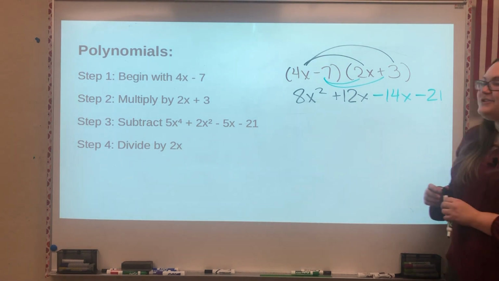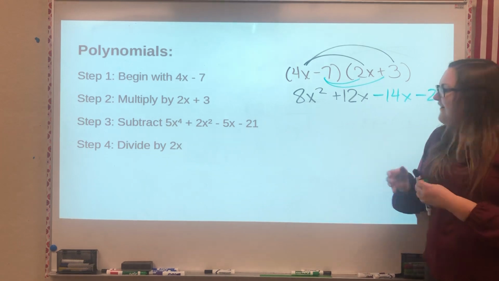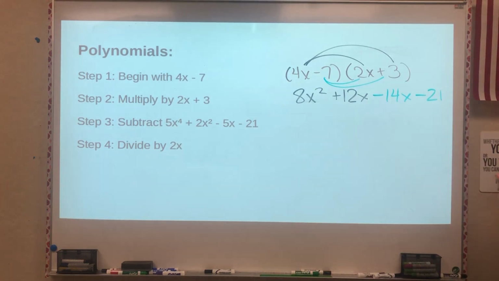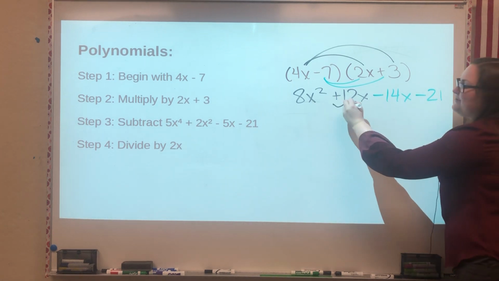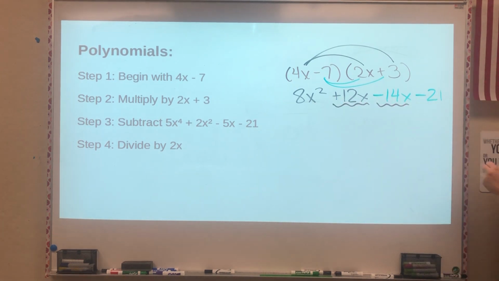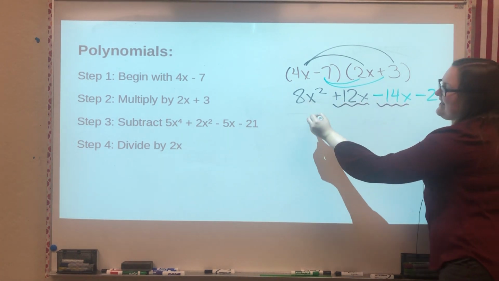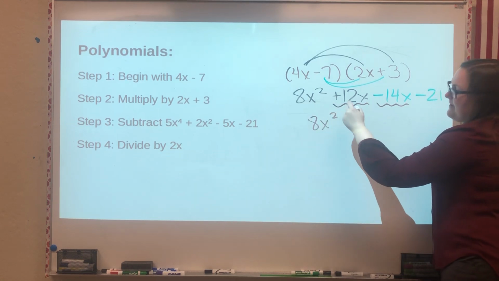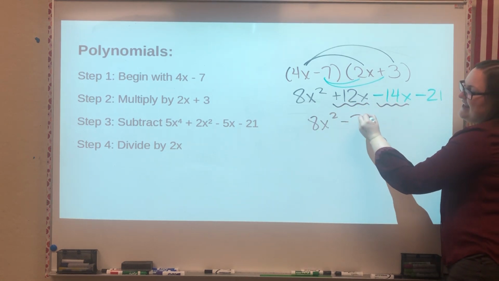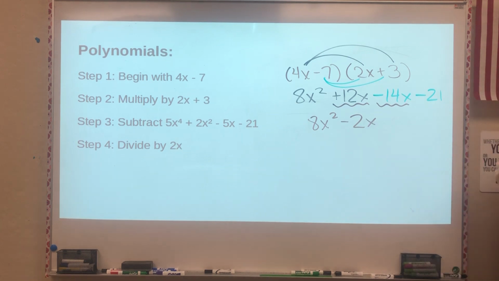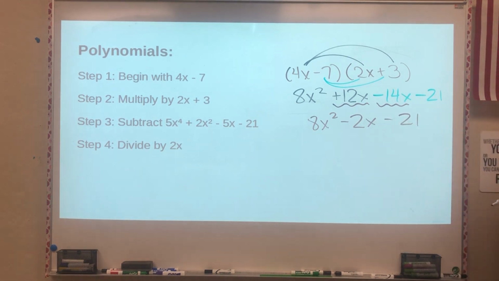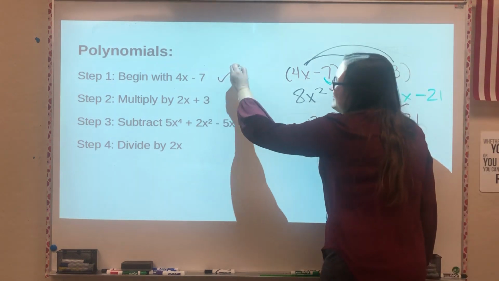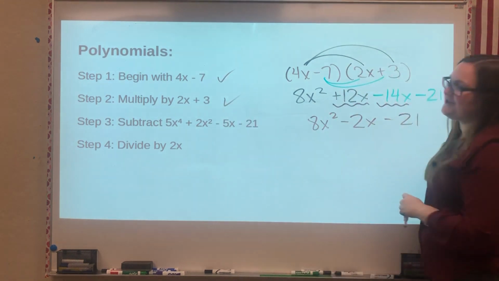Something you always want to check to see if you can do is, can you simplify? Here in this problem, I'll grab another color. I can simplify by combining the 12x minus 14x. When I do that, this 8x squared stays the same, but 12 minus 14 gives me negative 2. So I get negative 2x from those two middle terms, and then minus 21. So that is the result after this first problem.